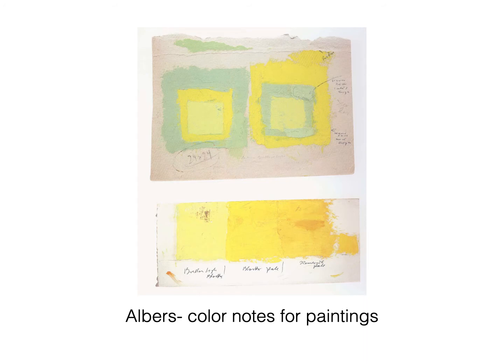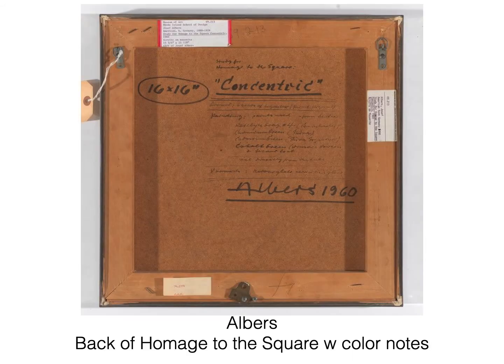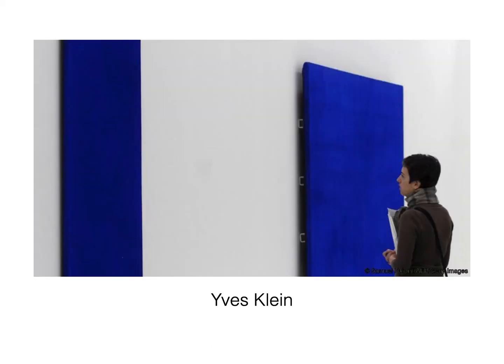He never actually mixed any of the colors in his paintings. He just had this huge library of oil paint tubes that he collected from all over the place and only used paint straight out of the tube. Here's the back of one of his paintings showing the notation he did to describe what paint was used in the painting.